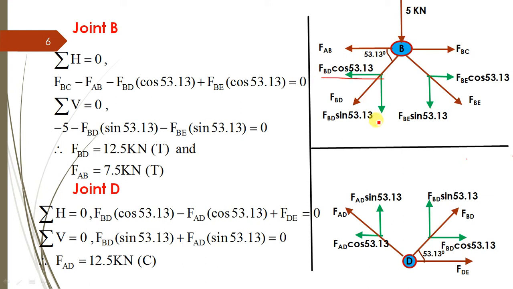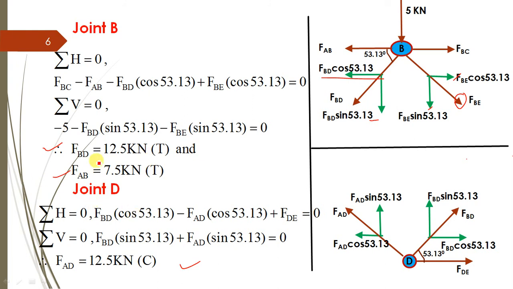F of BD cos of 53.13, f of BD sin of 53.13. Similarly this force I have resolved into its two components and add it algebraically in summation of f of x and f of y. So you will get the value of f of BD and f of AB. Then again joint D. For joint D, again apply the condition of equilibrium. By geometry, this angle you have to find out. Resolve these two forces into x and y components and add it algebraically, you will get the value of f of AD.